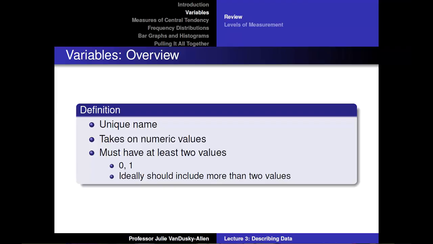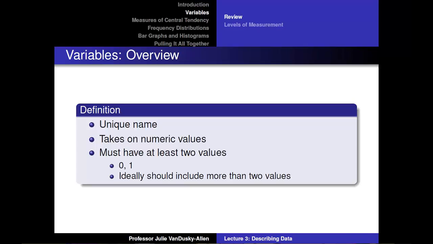In the last lecture, I discussed how to measure variables. In this lecture, I'm going to discuss how to use simple statistics to describe the average of a variable and its distribution. Recall that a variable quantifies a specific concept we are studying, such as war or voting behavior. Additionally, all variables have to have a unique name, and all variables take on numeric values and must have at least two values, such as 0 and 1.